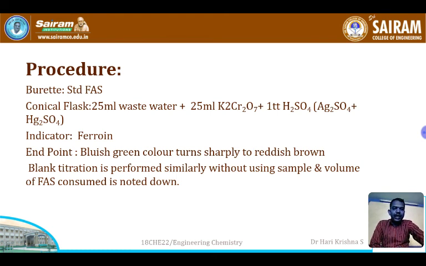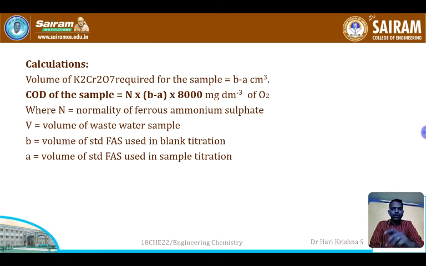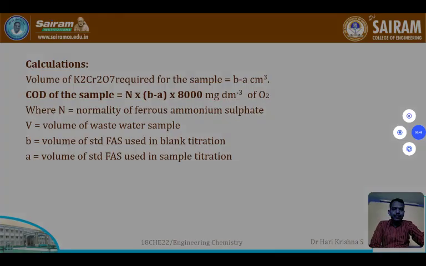Keeping that, we can do the calculation as follows. The COD of the sample is given by N × (B − A) × 8000 / V milligrams per dm³ of oxygen, where N is the normality of ferrous ammonium sulfate, V is the volume of wastewater, B is the volume of standard FAS consumed in the blank titration, and A is the volume of standard FAS consumed in the sample titration. By substituting these values in the formula, we get the COD. Thank you.